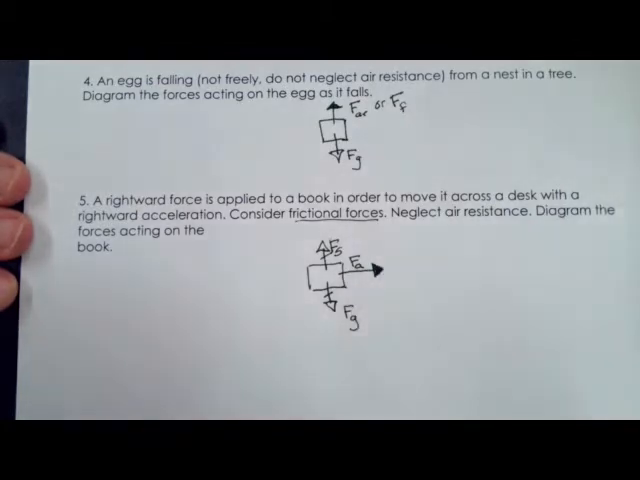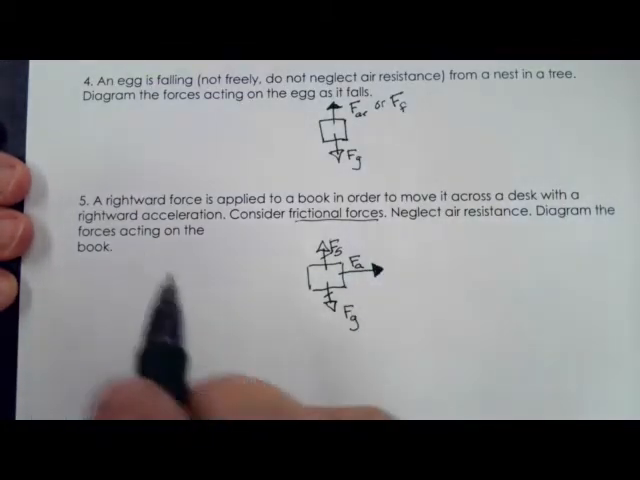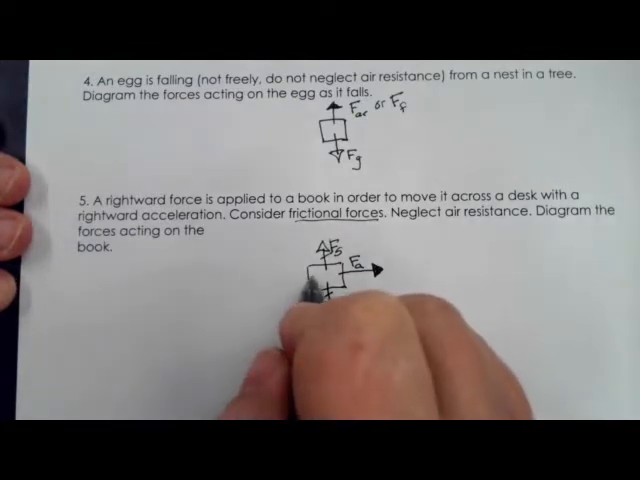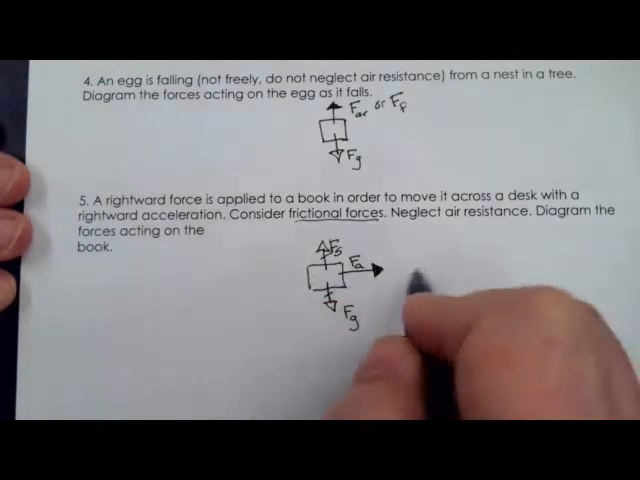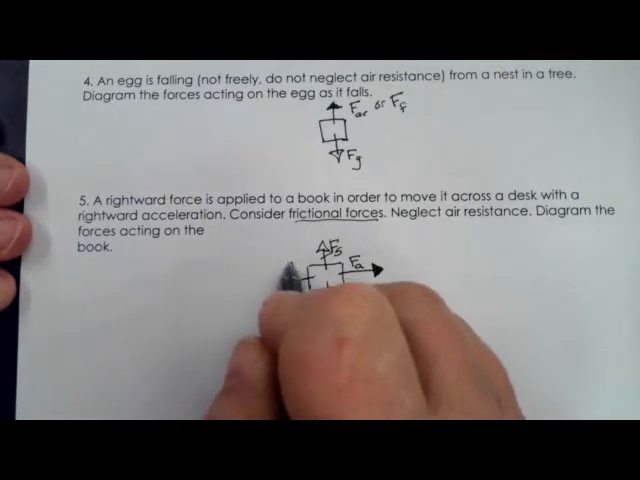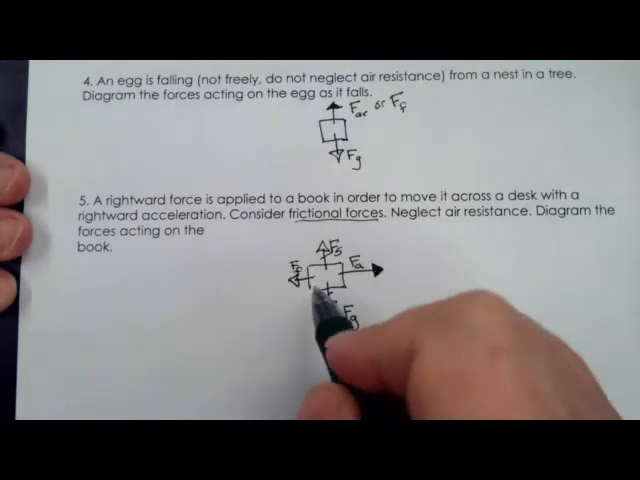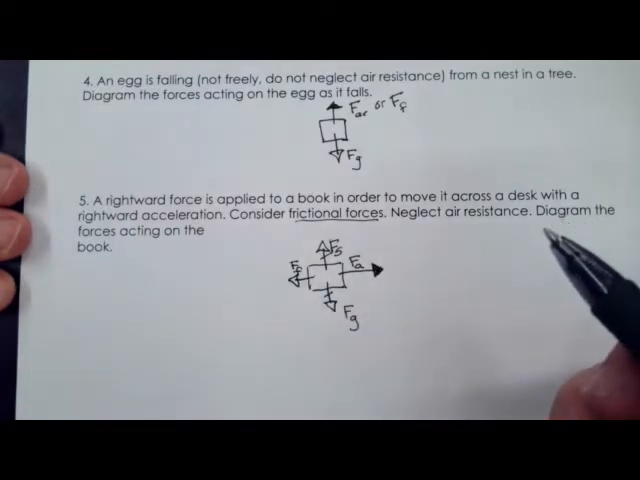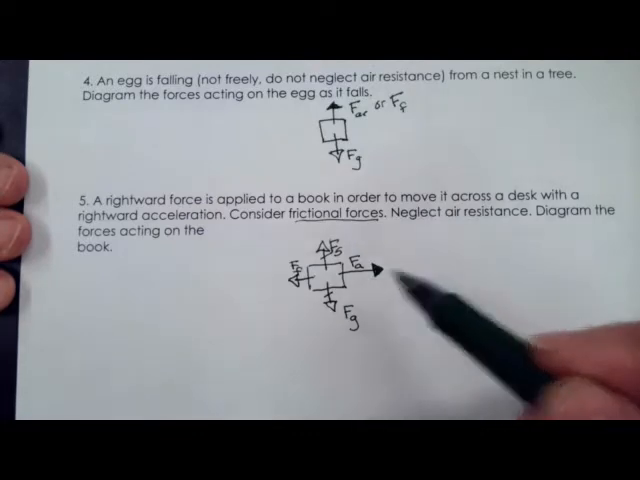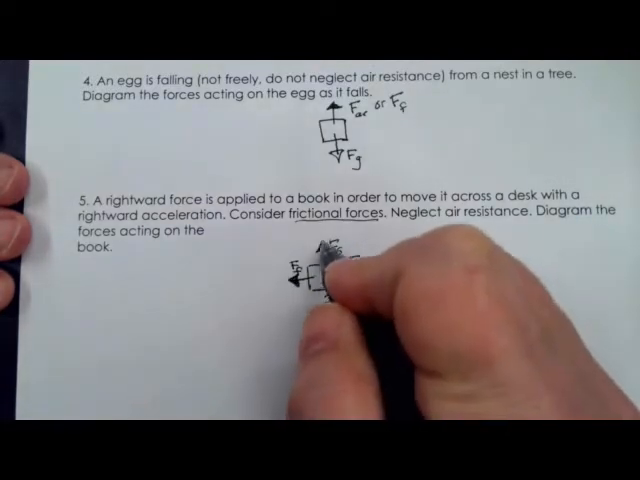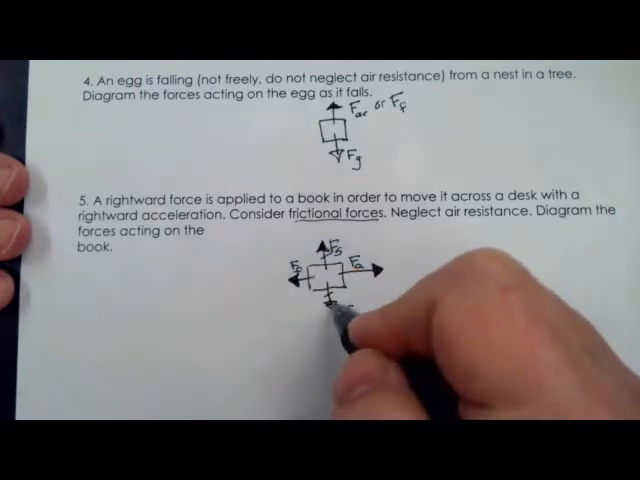We have a rightward force applied. We got some air, we got some friction. So it says that it's accelerating to the right, so the force of friction has to be to the left. And we know that the force of friction has to be less than the applied force because it's accelerating to the right. Okay? So that has quite a few forces on it.